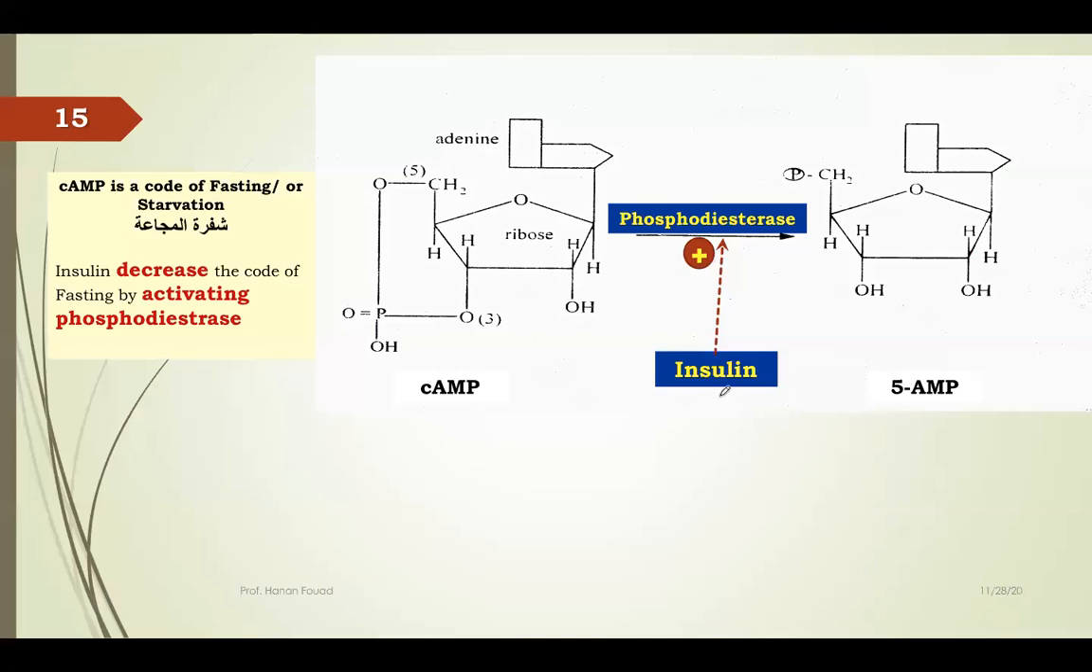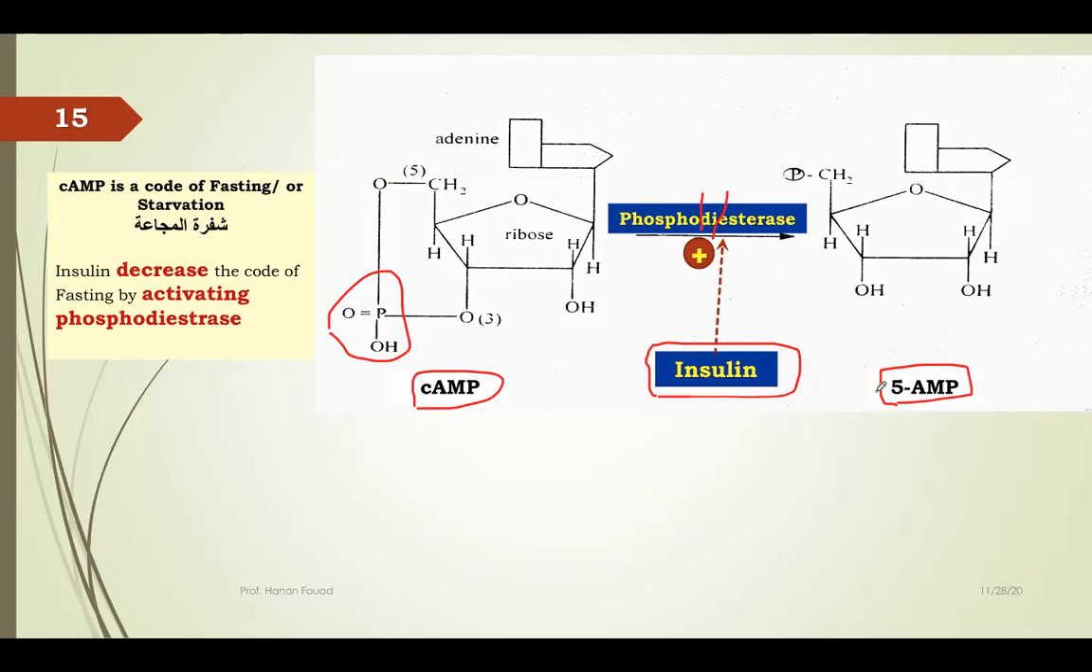This is the action of insulin. Insulin will break cyclic AMP by activation of the enzyme called phosphodiesterase. Diester means two ester bonds. Phosphoric acid makes a cycle by two ester bonds. If I break the two ester bonds, the cyclic structure will open, so I will get adenosine monophosphate, which is not cyclic.